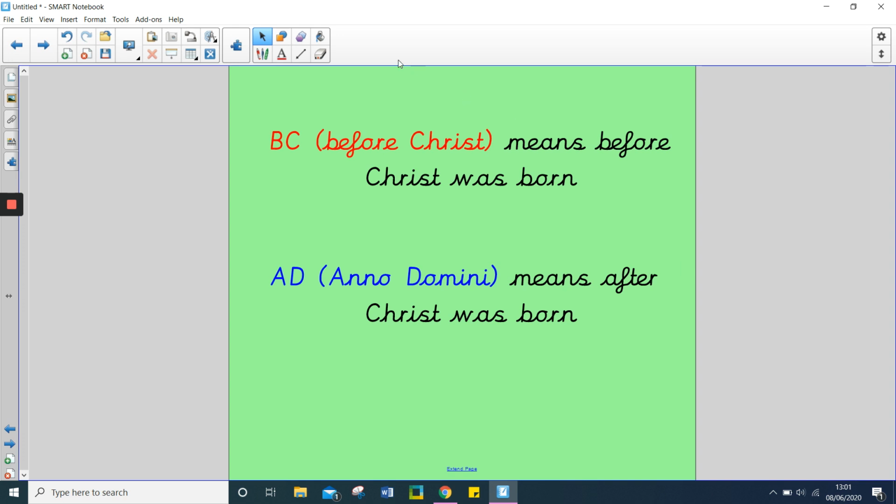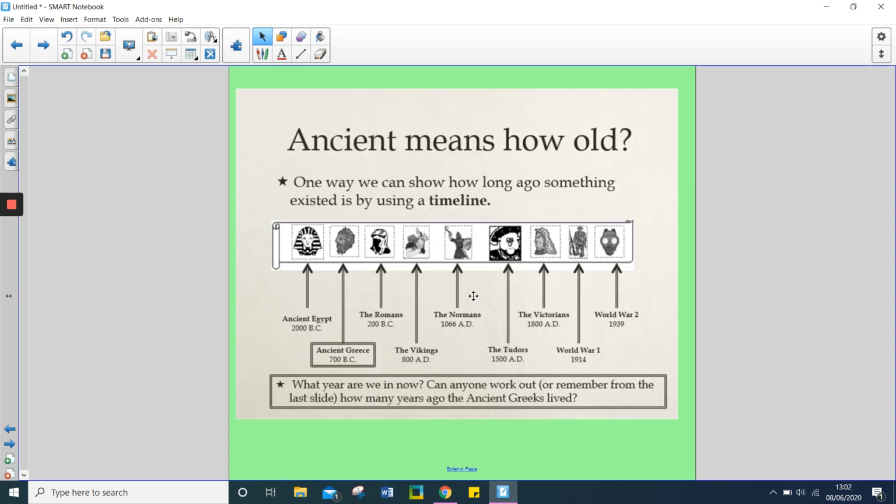So remember, BC stands for before Christ. So it means before Christ was born. AD means Anno Domini, and AD means after Christ was born. So the ancient Egyptian times happened 2000 years before Christ was born, whereas the Tudors happened 1500 years Anno Domini, so after Christ was born.